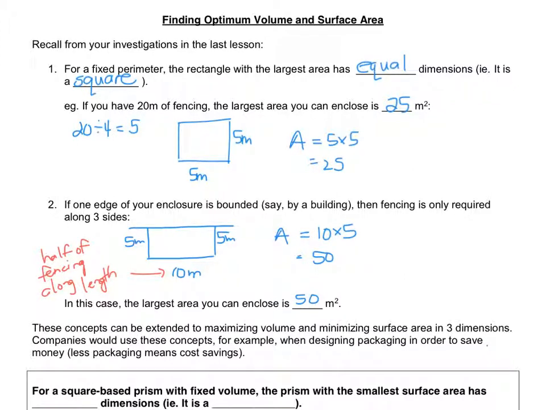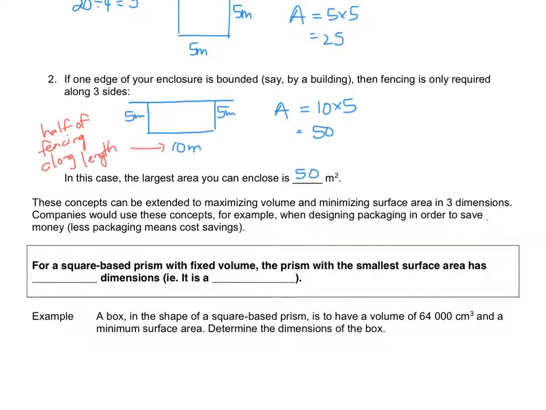Now these concepts can be extended to maximizing volume and minimizing surface area, so that's what we're going to look at now. So for example, a company might be interested in these concepts if, say, they're trying to design a package and they want to hold a certain amount of product, but they want to save money, and of course less packaging means cost savings. So that gives you one idea of where these concepts would apply. There's of course lots of others.